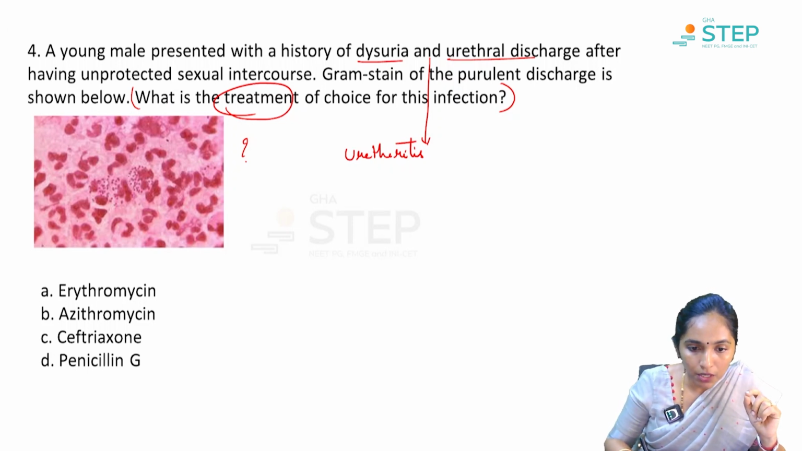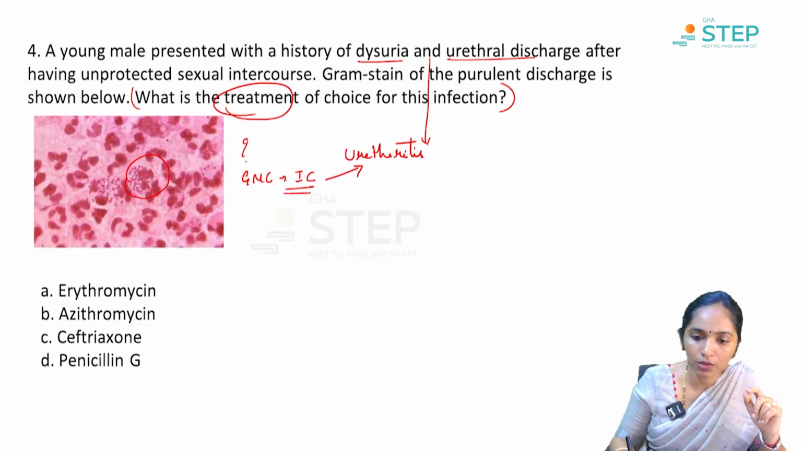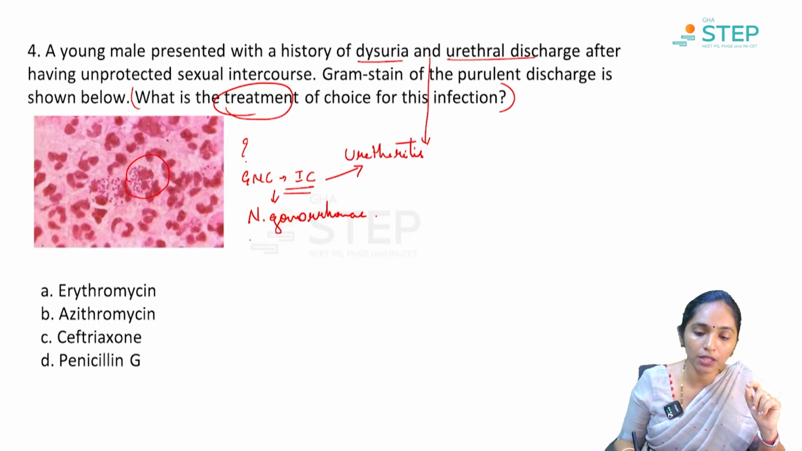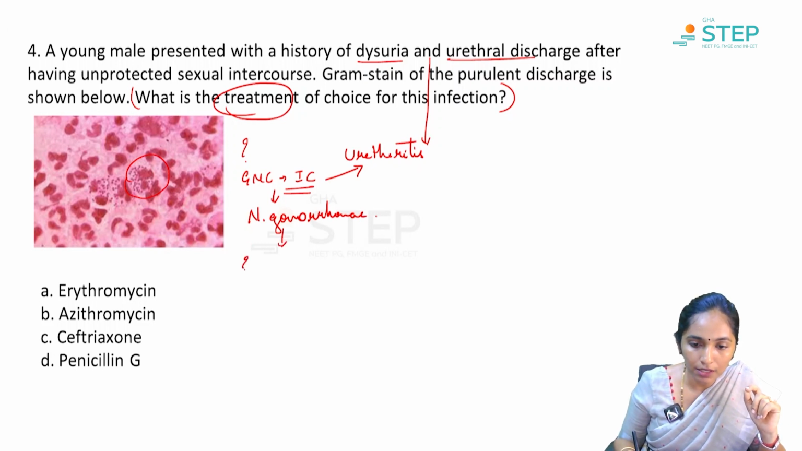So this is an image where we are seeing the gram-negative cocci which are within the cell. So intracellular gram-negative cocci which causes urethritis. It is nothing but your Neisseria gonorrhoeae. So Neisseria gonorrhoeae is the one which causes urethritis, which is called as gonococcal urethritis. And what is the treatment of choice?